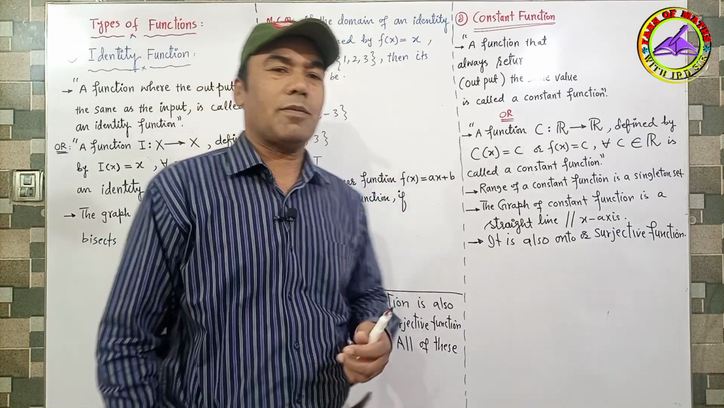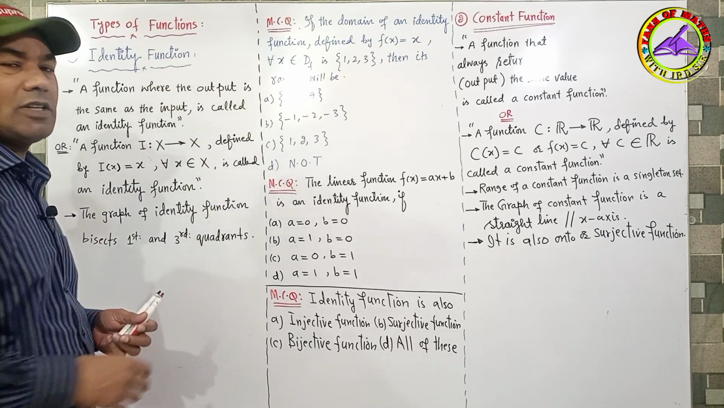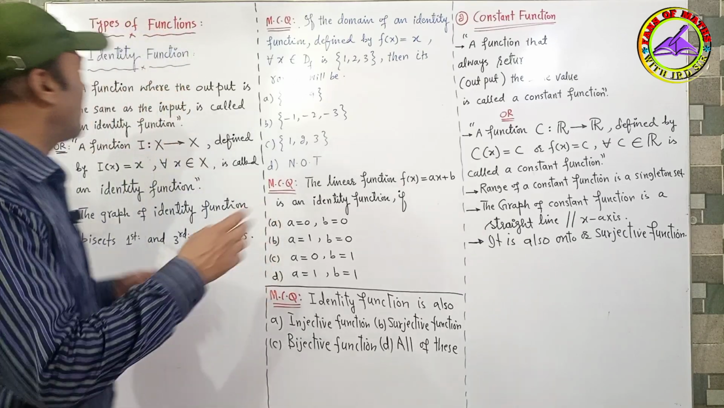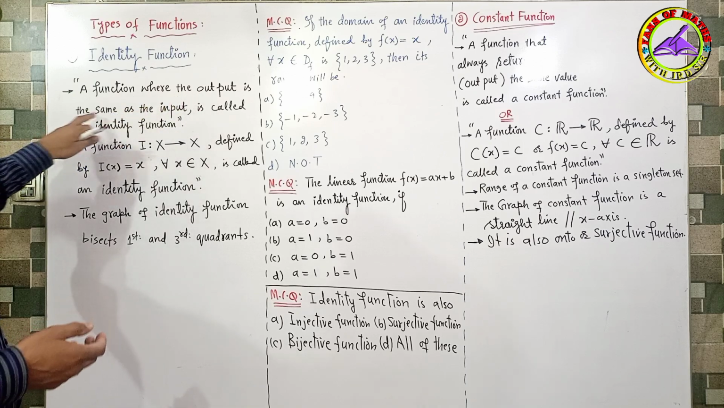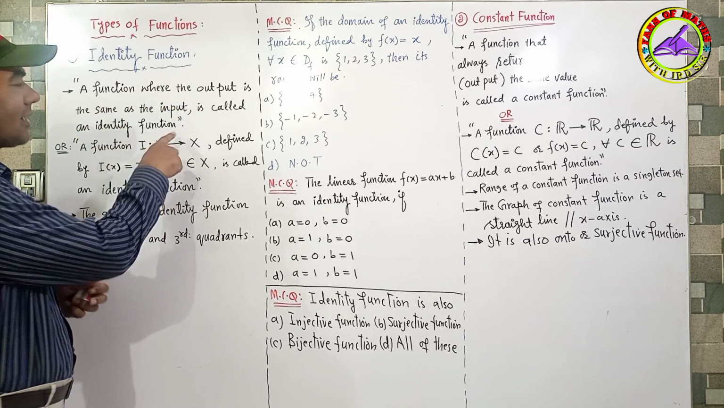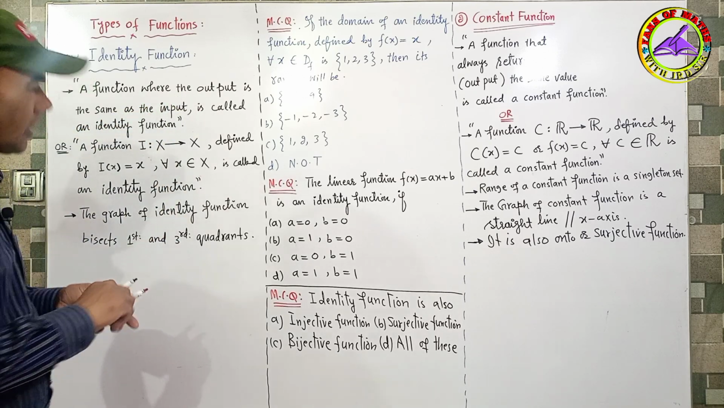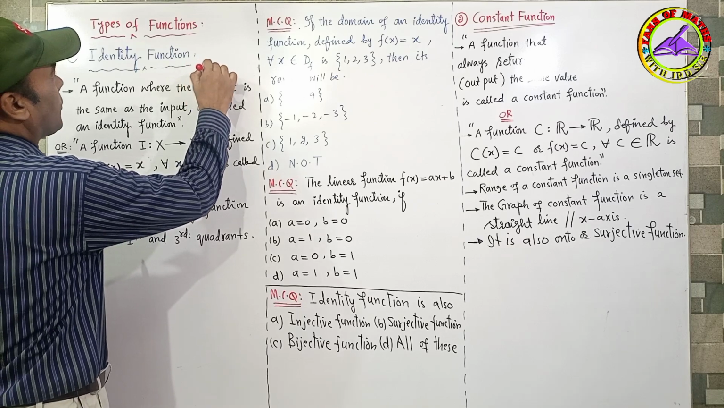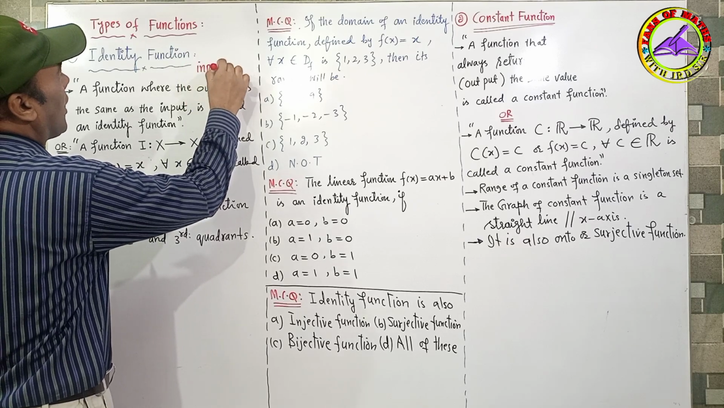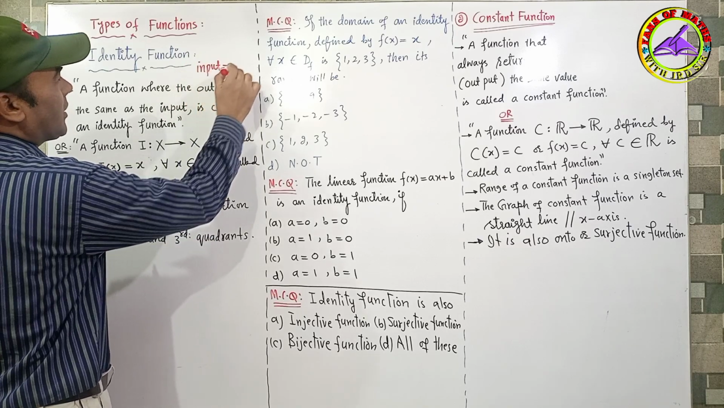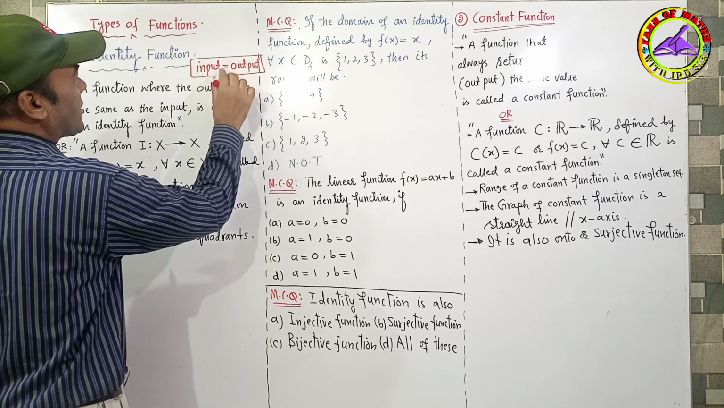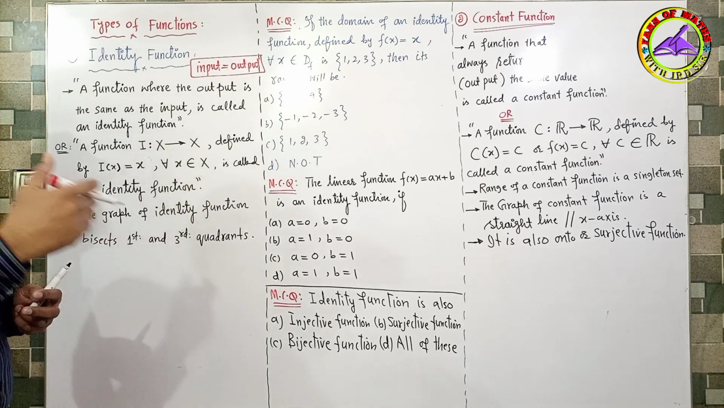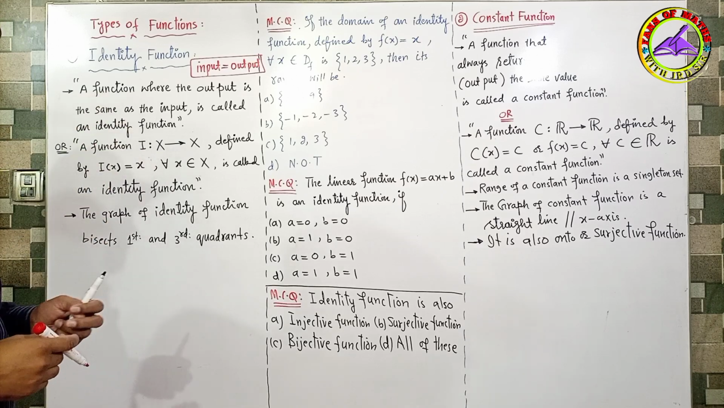आज Fans of Maths में हमारे पास टॉपिक है types of functions with their graphs. Number one, identity function. A function where the output is the same as the input is called an identity function. बेटा ये वो function है जिसमें input the value of x, pre-image, is equal to output. The value of function means image. So pre-image is equal to image. This is called identity function.